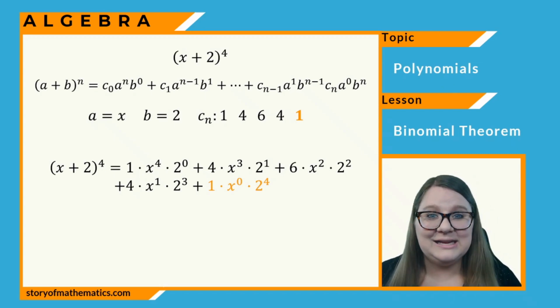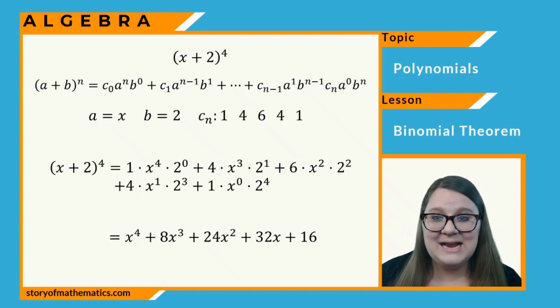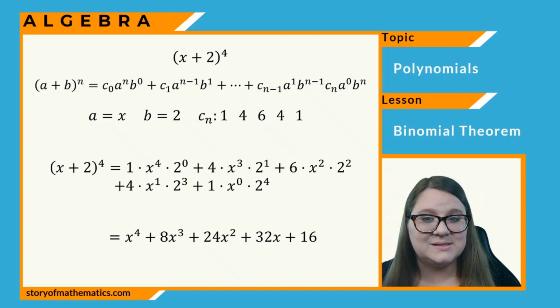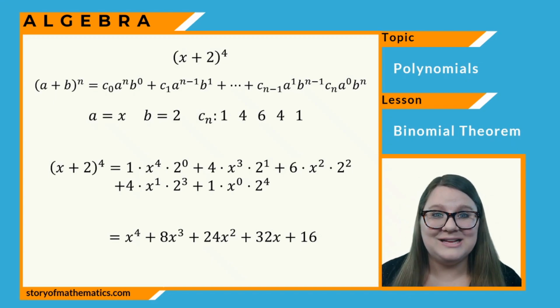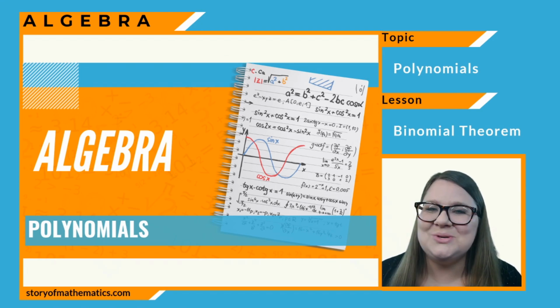When I simplify each of these terms, it comes out to be (x + 2)^4 equals x^4 + 8x^3 + 24x^2 + 32x + 16. And that is how you use the binomial theorem to expand.